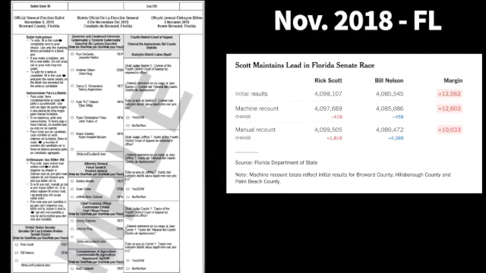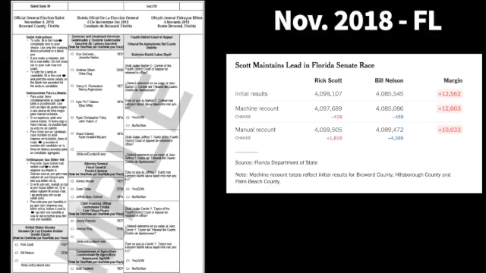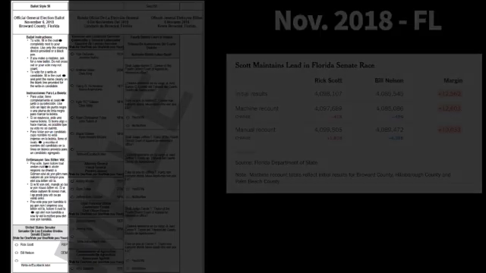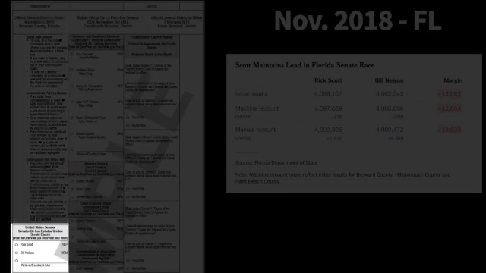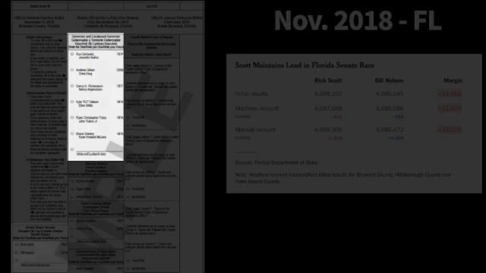But the issue is that if you look at the Broward County ballot, there's reason to be worried. This is the actual ballot that was used. And what you can see is that in the first column, you have all of these instructions, lots of different language, lots of instructions. At the very end of that column is where you vote for Senate. Then up here is where you vote for governor.